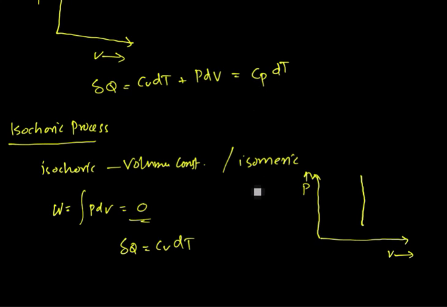But in the case of an isochoric process, the heat supplied to the system is completely utilized for increasing the internal energy. So that's all about the work done during different thermodynamic processes like adiabatic process, isobaric process, isochoric process and isothermal process.